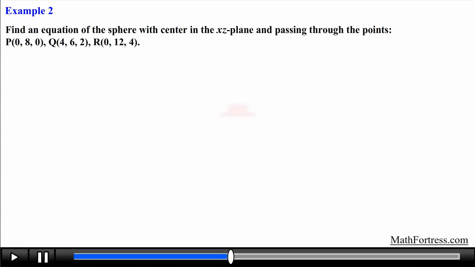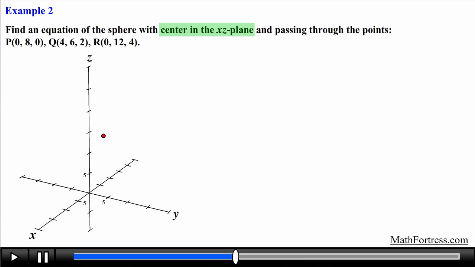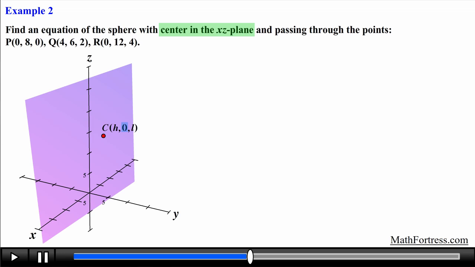We are asked to find the equation of a sphere with its center located in the xz plane. All we know from this specific information is that the center of the sphere will have coordinates equal to h, 0, and L. Since we don't know what the x and z coordinates of the center are equal to, we leave them as h and L. In addition, we also know that k is equal to 0 because any point located in the xz plane has 0 as its y coordinate.